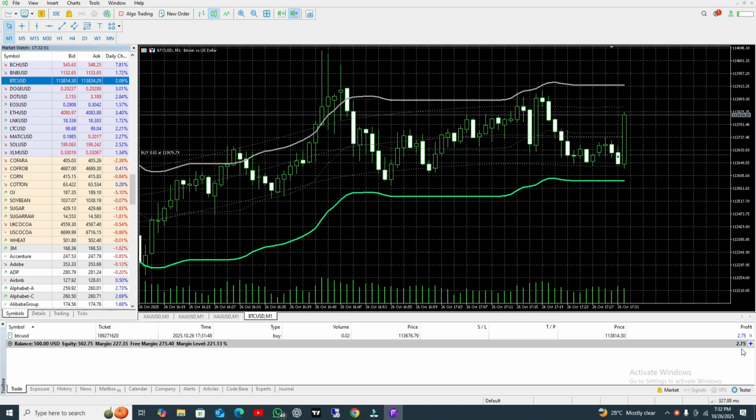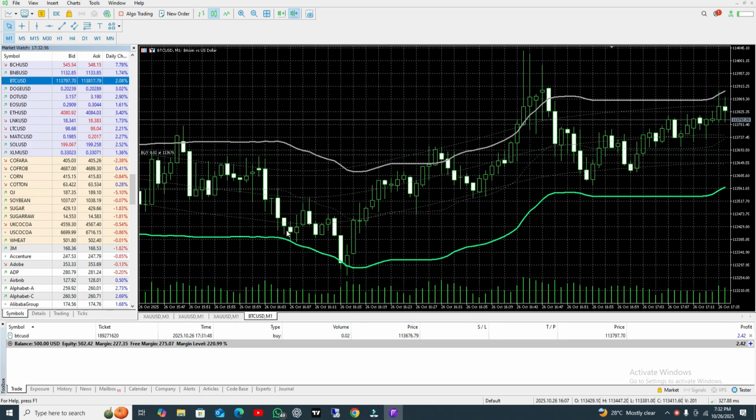Okay, and same like when this line is green and the candle touches the lower band line, here you can open your buy position and close the trade when the candle touches the upper band line.